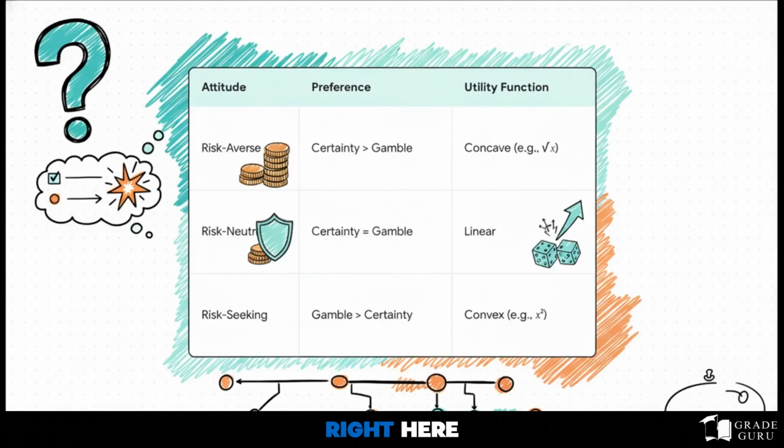Okay, this table right here, this is huge for your exam. It connects everything: your risk attitude, what you'd prefer, and the actual math shape of your utility function. So a risk-averse person will always take the sure thing, and that corresponds to a concave utility function.